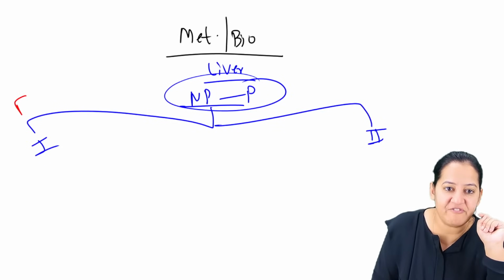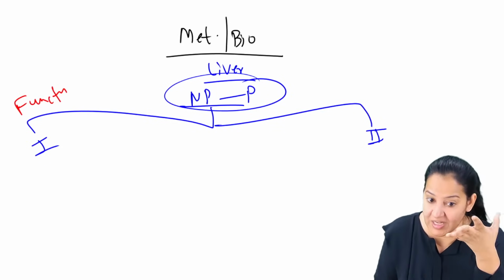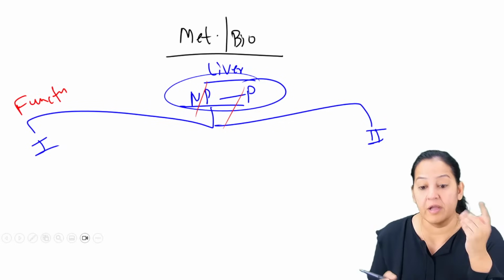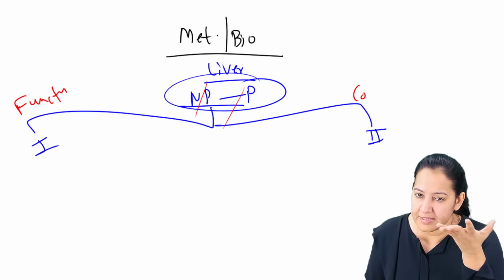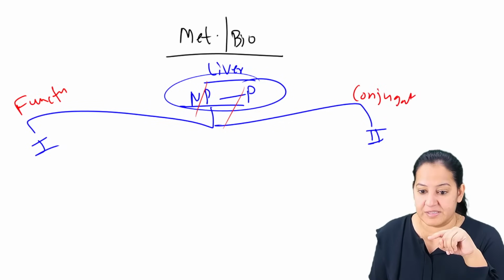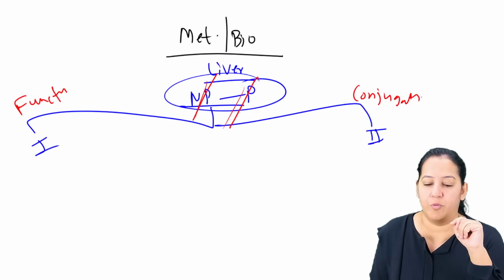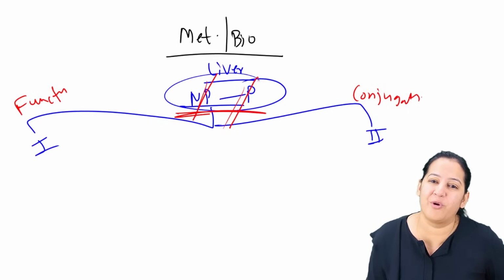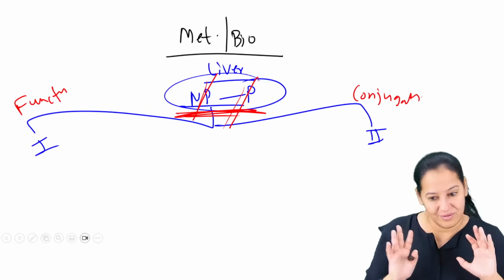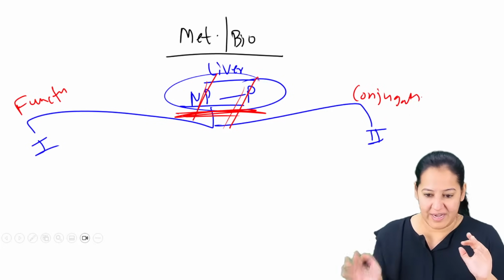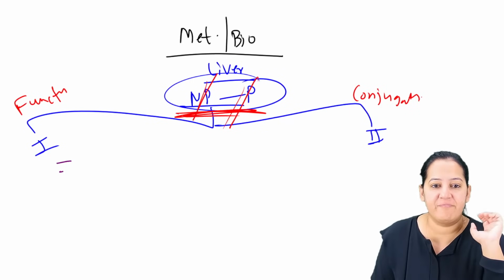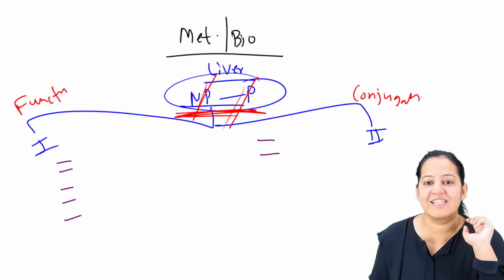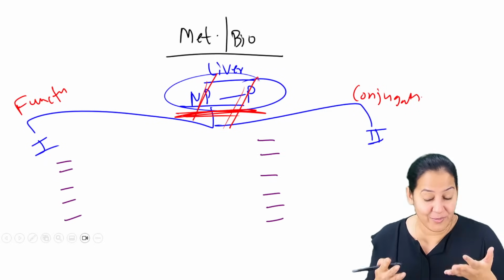In phase 1, it is the functional group which gets exposed and the drug gets converted from non-polar to polar. In phase 2, there is conjugation of the drug with a certain substance so that the drug converts from non-polar to polar. So there are 2 phases. In phase 1, there are 5 methods, and in phase 2, there are 6 methods. Learn the names. You get questions on the names.